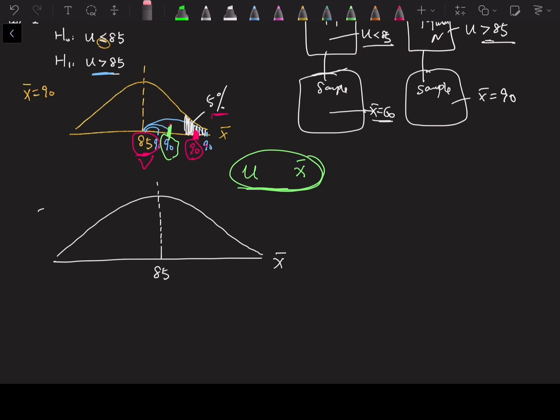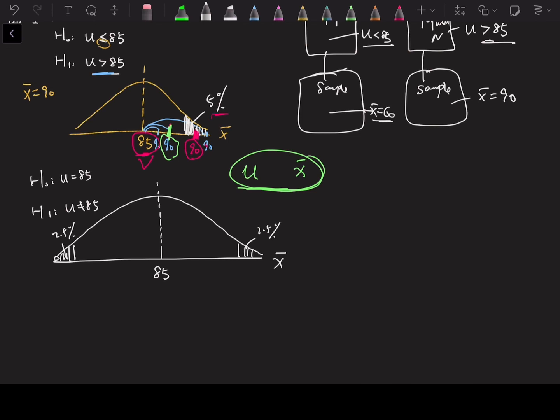Let's consider a two-tail test. Okay, the null hypothesis is mu equals 85. The alternative is mu not equal to 85. So 5%. This is 2.5% and this is 2.5%.